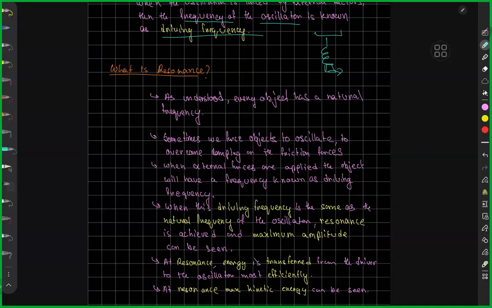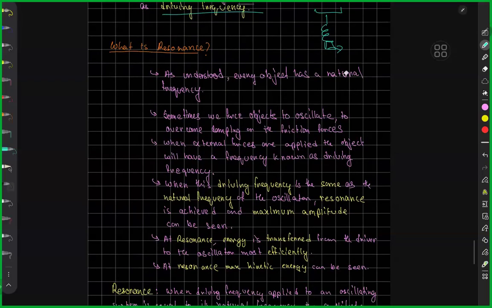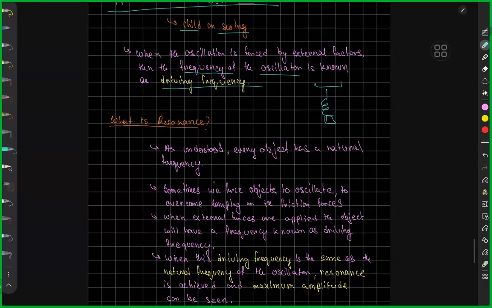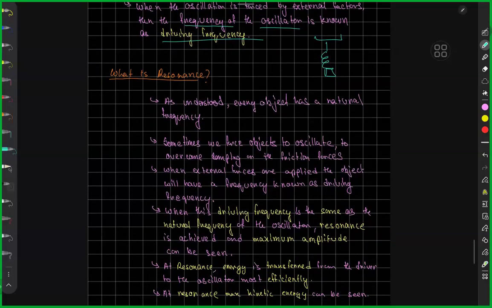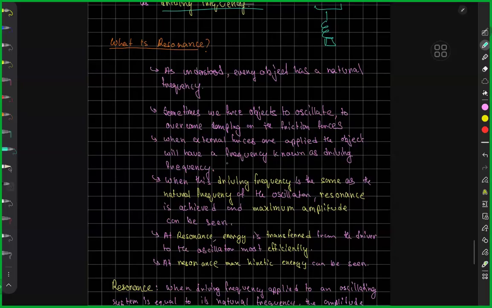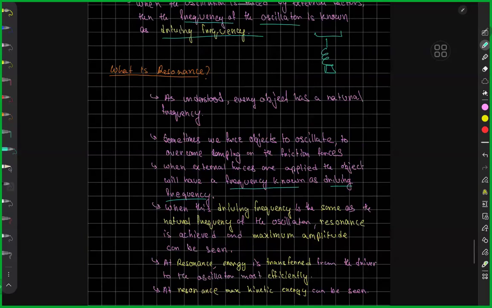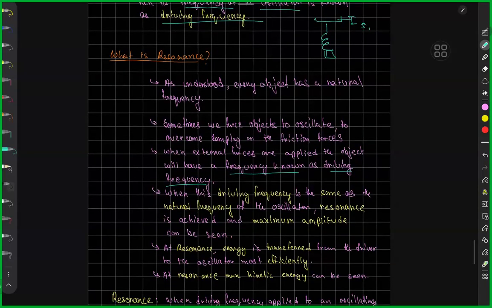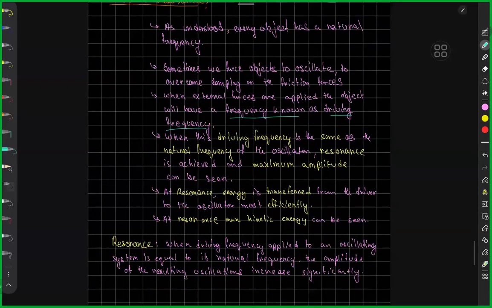So, as I was saying, there can be a driving frequency by external factors. Now, understand that every object has a natural frequency. Believe me. And sometimes we force objects to oscillate to overcome the damping or the friction forces. For example, the child and swing example. Now, when external forces are applied, the object will have a frequency known as driving frequency. So whatever frequency I oscillate this at is the driving frequency: 5, 10, 15, whatever the frequency may be.